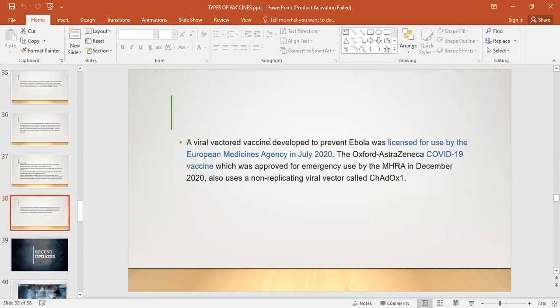A viral vector vaccine developed to prevent Ebola was licensed for use by the European Medicines Agency in July 2020. The Oxford AstraZeneca COVID-19 vaccine, which was approved for emergency use by the MHRA in December 2020, also uses a non-replicating viral vector called ChAdOx1.